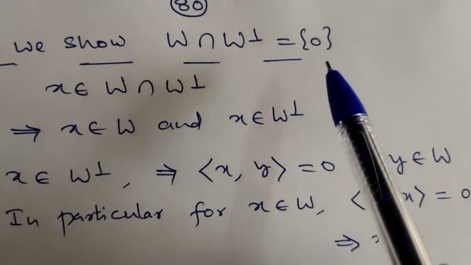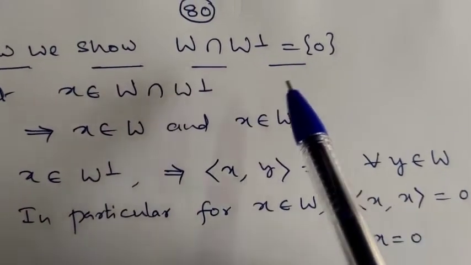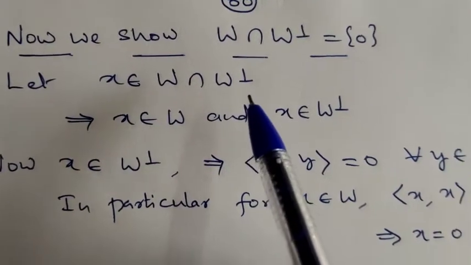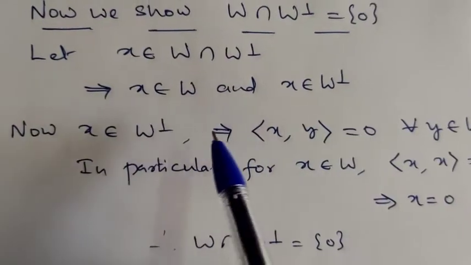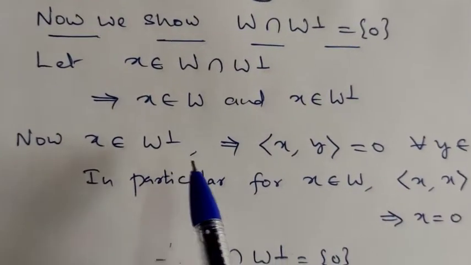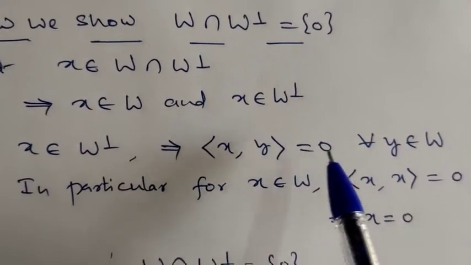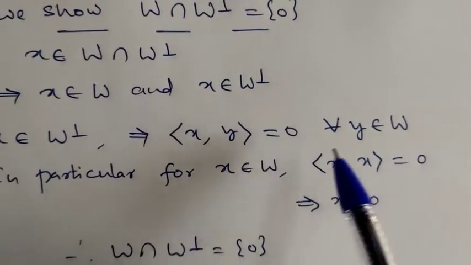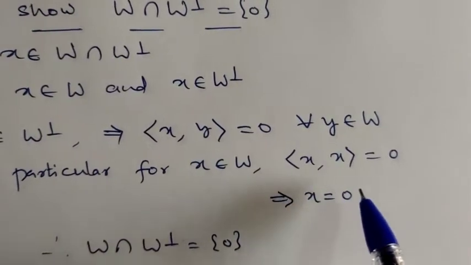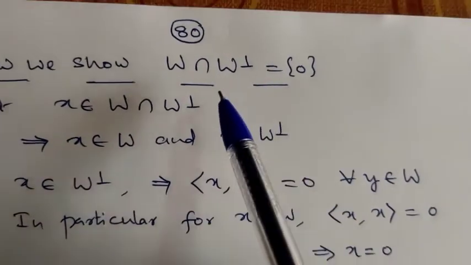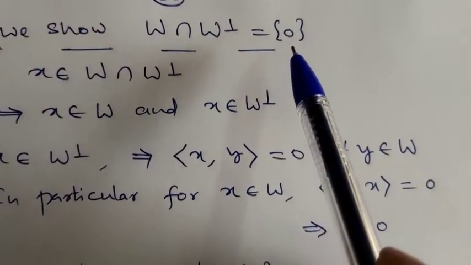Then to show it is a direct sum, let us consider what their intersection will be. So W intersection W perp is 0. Let x belong to W intersection W perp. This implies x belongs to W and x belongs to W perp. Now x belonging to W perp implies the inner product of x comma y is 0 for every y belonging to W. In particular, for x belonging to W, the inner product of x comma x is 0, which implies x itself is 0. Therefore W intersection W perp contains only 0.